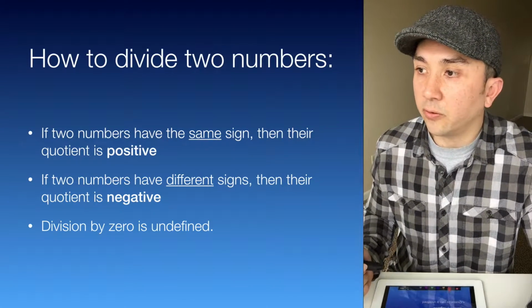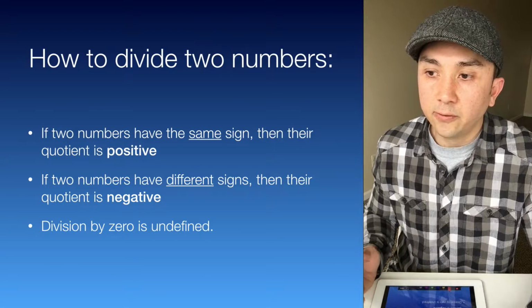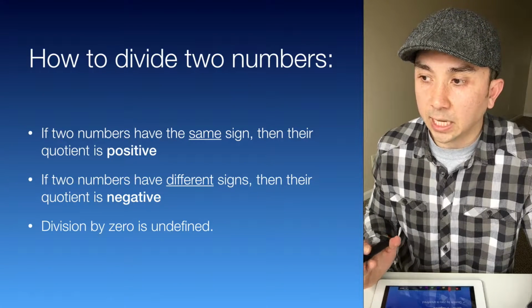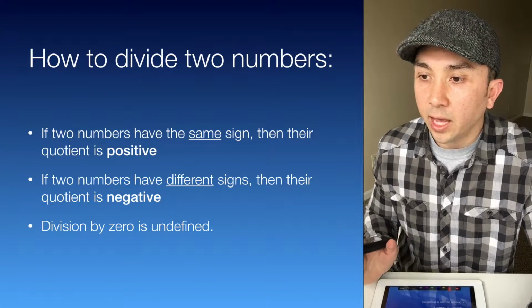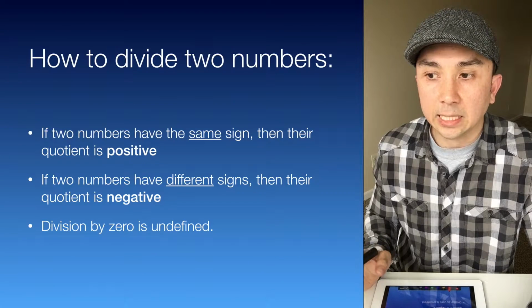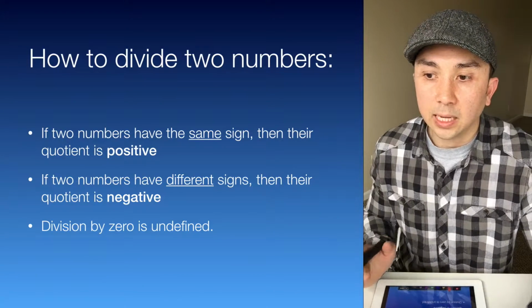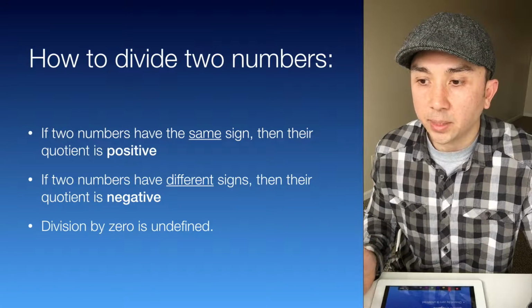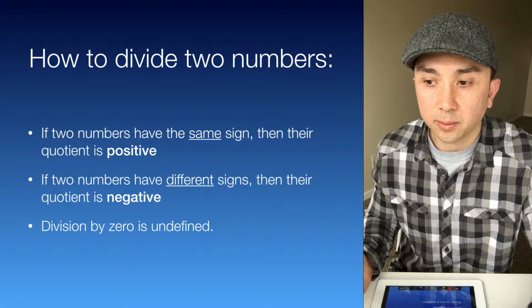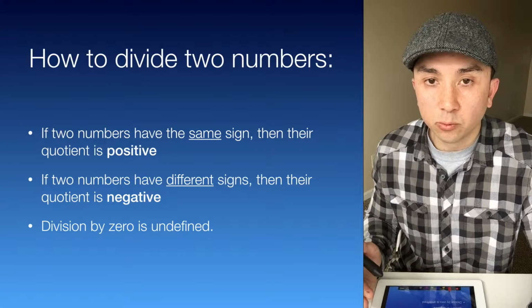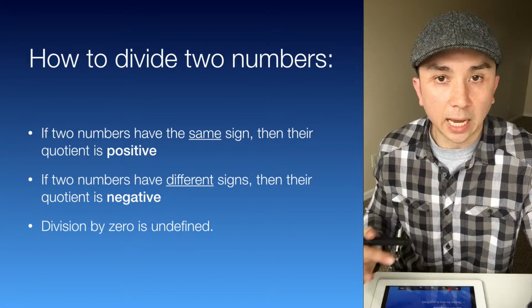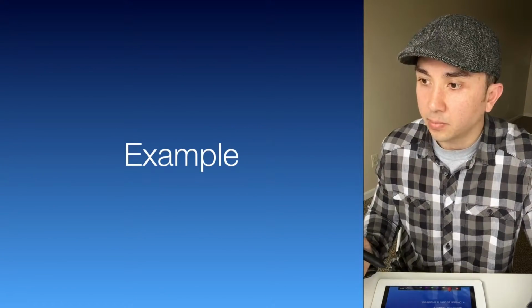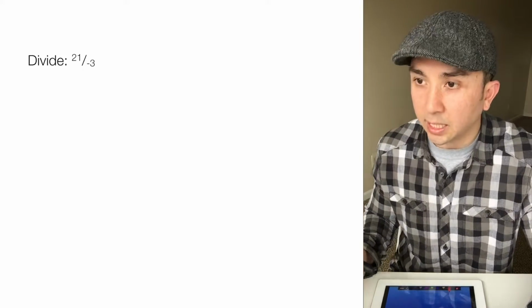So here's how to divide two numbers. If two numbers have the same sign, then their quotient is positive. If the two numbers have different signs, then their quotient is negative. Division by 0 is undefined, meaning you can't even do it. So let's do an example.